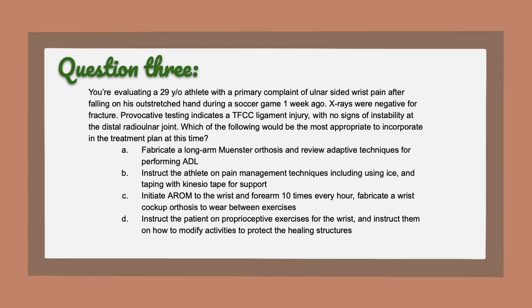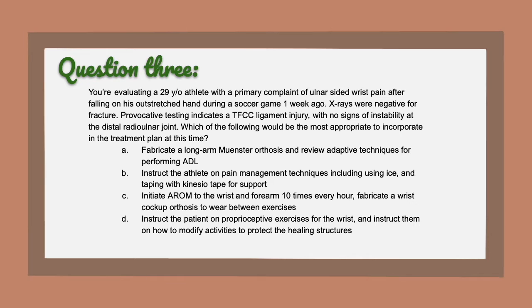Question 3, the answer is A. The rationale here is that this is an acute injury 1 week ago. Conservative treatment with no instability would support splinting in a long arm orthosis with the elbow at 90 and forearm neutral. So that's why the Munster orthosis is probably a good one to use to practice symptom reduction.